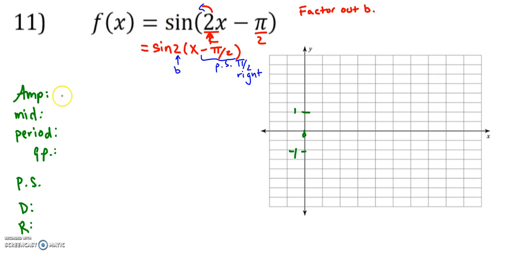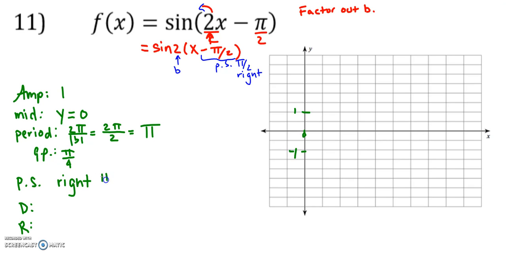So our amplitude in this case is 1. Our midline's y equals 0. Our period, well, that's 2 pi over the absolute value of b. So that's 2 pi over, and what is b? b is 2. So my period is just pi. So that means that depending on however I make my scale, my quarter period is going to end up being my period over 4. And well, that's all set. So my quarter period is pi over 4. All right, so let's do our phase shift. Our phase shift is going to be going right pi over 2. And I can just sneakily do the domain quickly because I know that that's negative infinity to infinity.